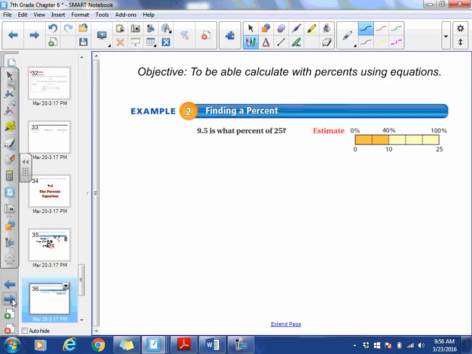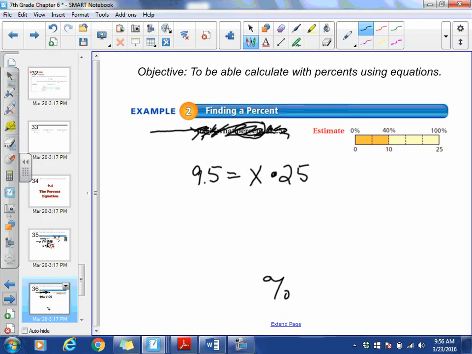Next example. All right, same thing. We're solving with an equation, so we're going to translate every part of this word problem into a math equation. So first we have 9.5. Not a percent, so I can just write it as it is. Then I have is. Is means equals. What percent? Okay, what percent? We're going to have a variable, and we're going to remind ourselves that at the end, our answer needs to be a percent. So what percent is represented by x? Of means multiply. And then, lastly, 25.